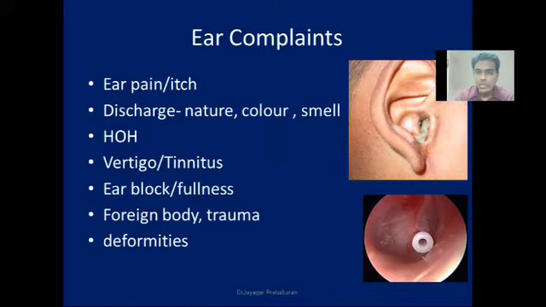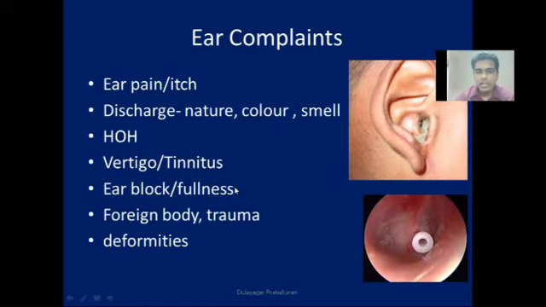So not always is it conductive hearing loss in CSOM, that you will have to understand. Next, vertigo and tinnitus, these are common ENT symptoms. And in your CSOM case, it is usually related to some complications of CSOM. And these things as such are not kept as an exam case. Like only a vertigo case or only a tinnitus case is not usually given.